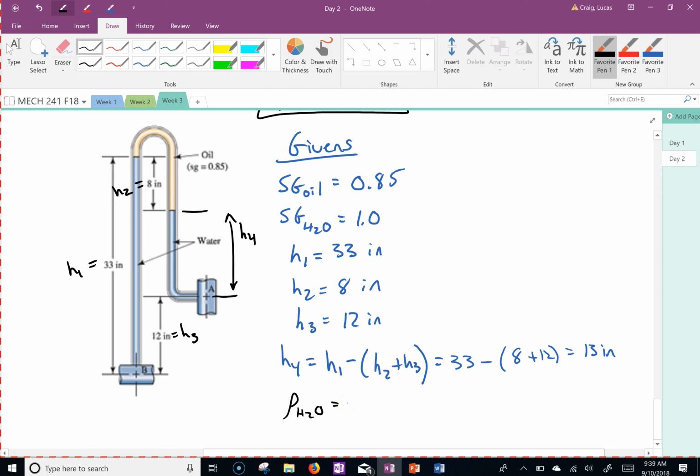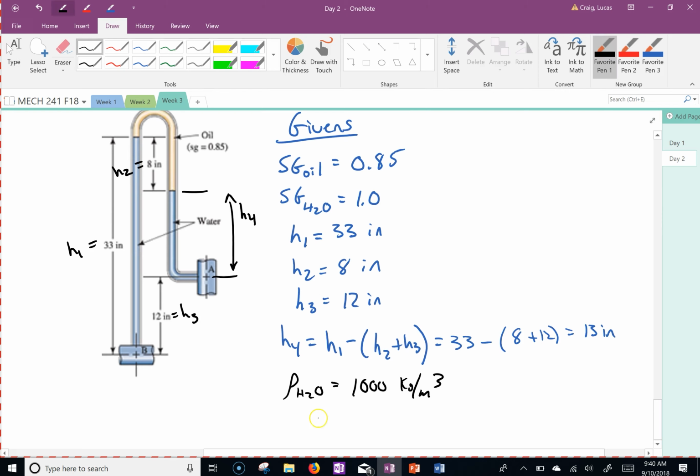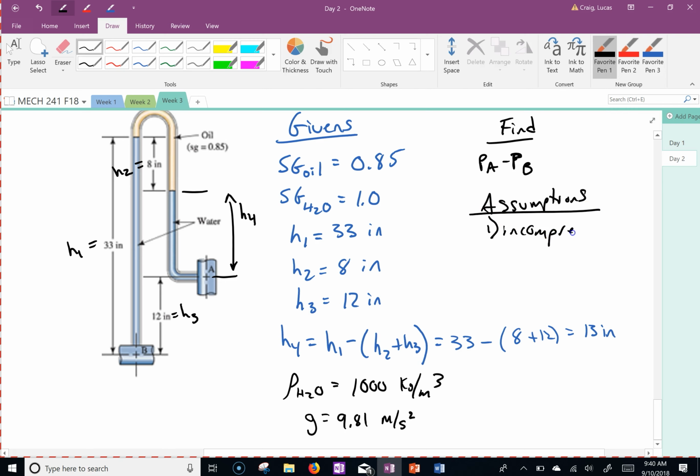Oh, I did convert them. So I used 1,000 kilogram per meter cubed. I converted in my givens. So I lied to you, sorry. All right, we're finding PA minus PB. Put some assumptions here: the fluids are incompressible and fluids don't mix.